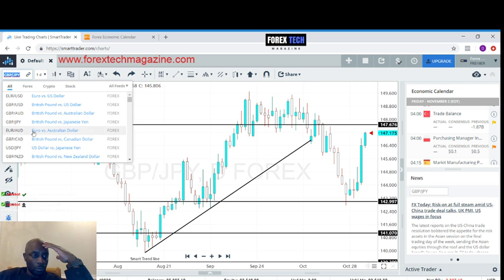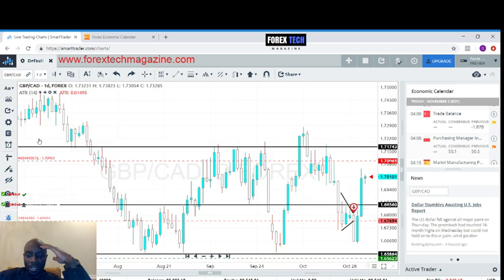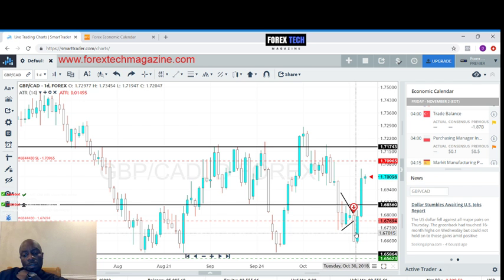I'll stay out of this one. What else do we have? Great Britain pound, Canadian dollar. This is the one we're already in right now. Are we panicking? Nah, not panicking, I'm joking. This one has been pretty aggressive, going up over the last 2 days.